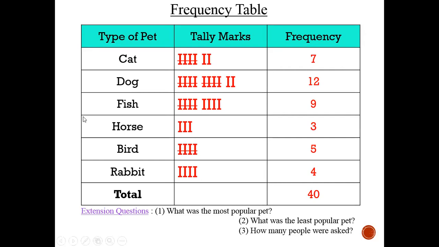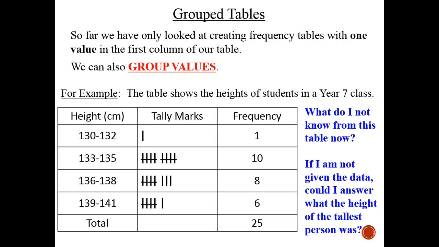Based on the tally and frequency table, you can answer a few questions. Number one, what was the most popular pet? Number two, what was the least popular pet? And number three, how many people were asked? You can total up the frequency to see the number of children that took part in the survey.